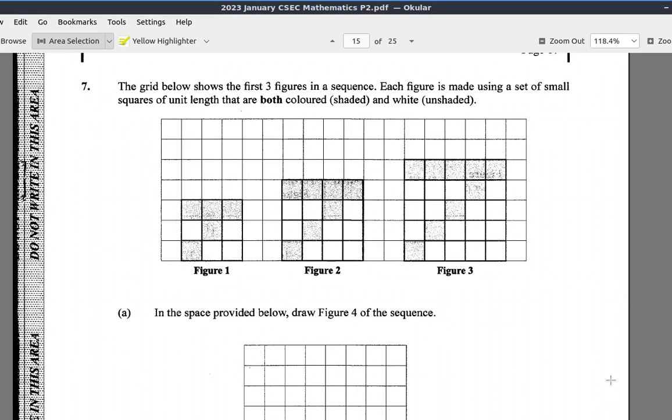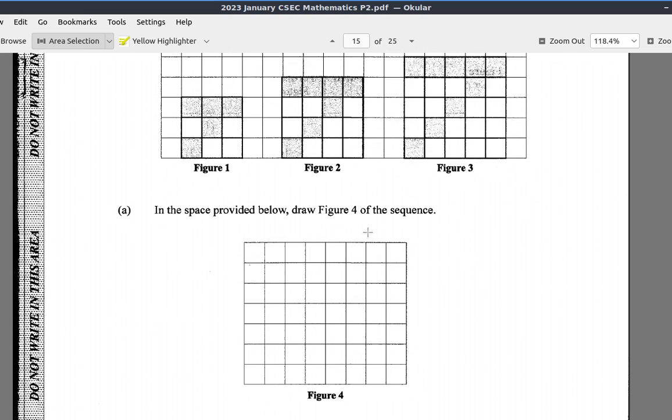This is question 7 from the January 2023 CSEC Mathematics, paper 2. It says the grid below shows the first 3 figures in a sequence. Each figure is made using a set of small squares of unit length that are both colored or shaded, and white, which is unshaded. Alright.